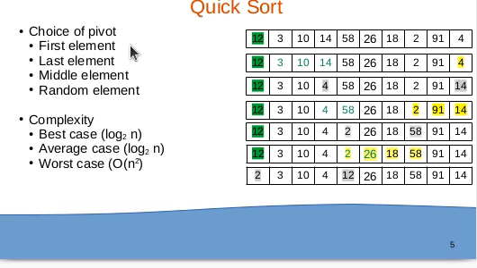Choice of pivot can be done in many ways, and the logic will change a bit accordingly. The first element can be chosen, we have chosen the first element, we can choose the last element also, we can choose the middle element from here, we can choose any random element. It doesn't matter from where we are choosing the element, we can choose any one element as a pivot.